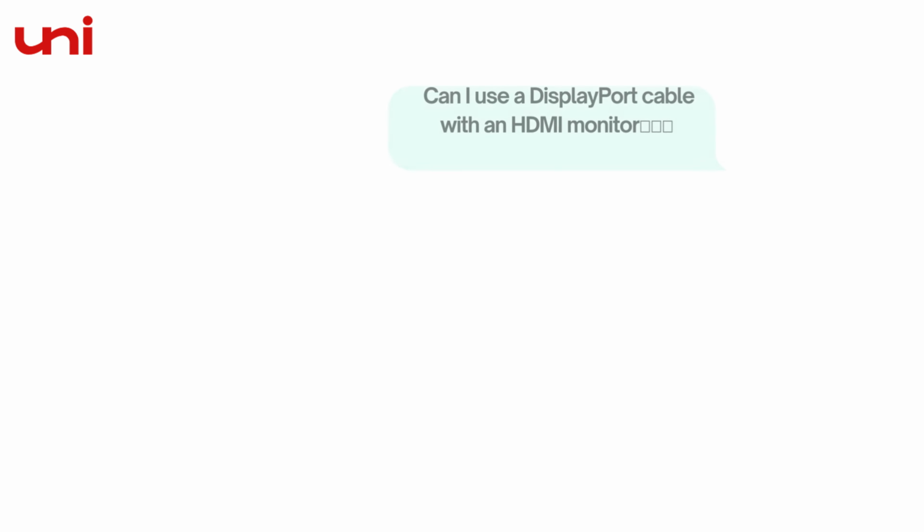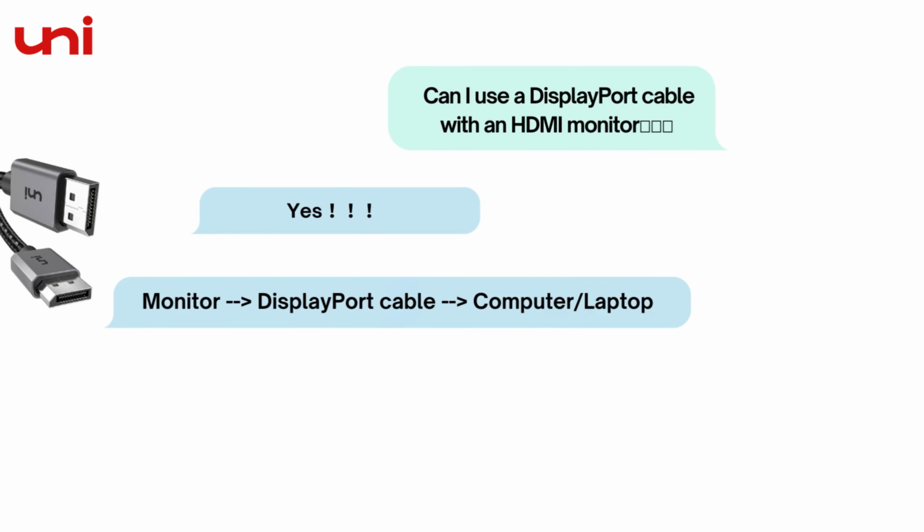Can I use a DisplayPort cable with an HDMI monitor? Yes. For monitors with both ports, simply connect your computer to the monitor using a DisplayPort cable and let the monitor detect the incoming signal. Just make sure that you are compatible with the same refresh rate and resolution.